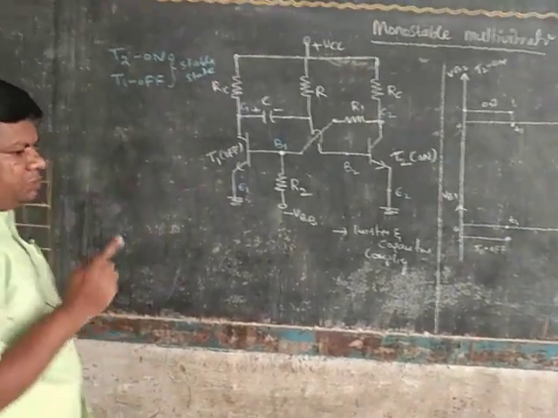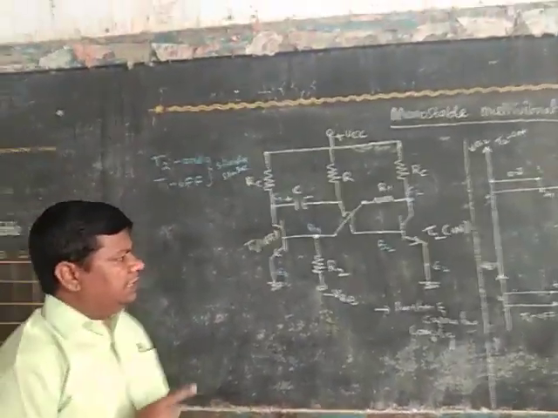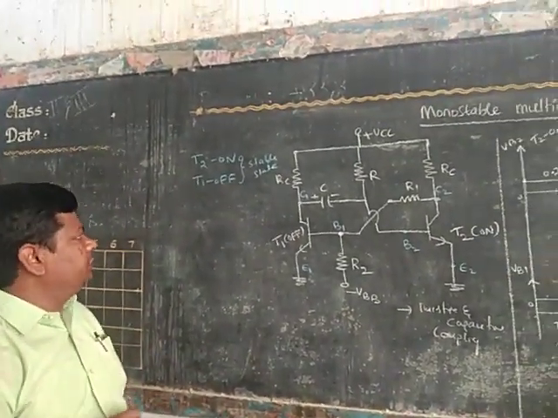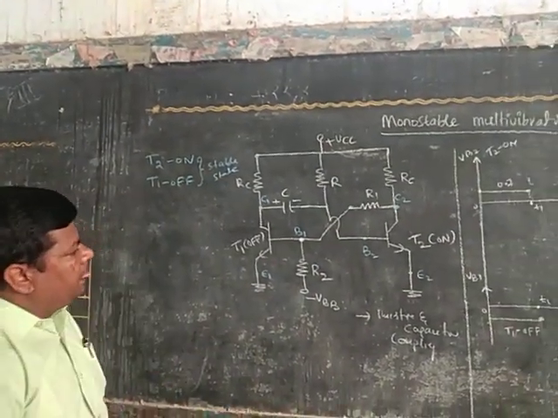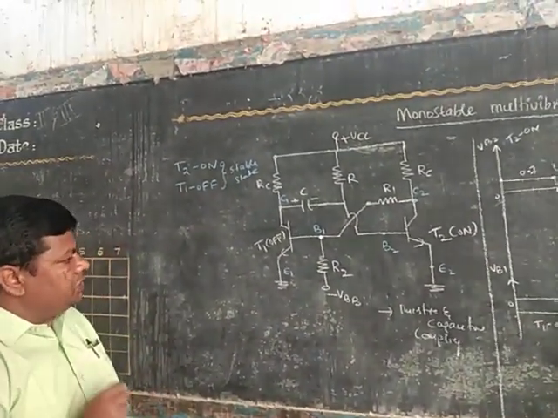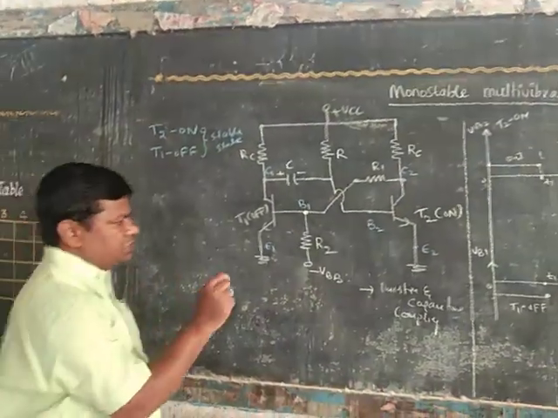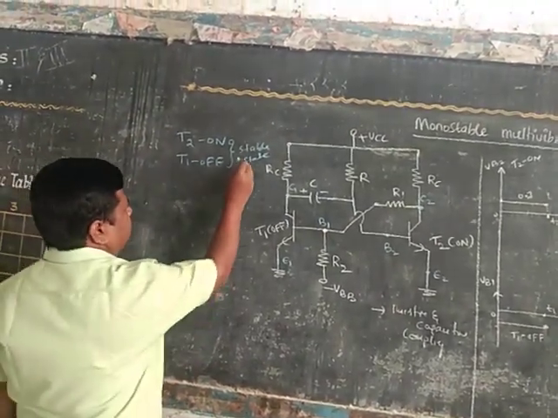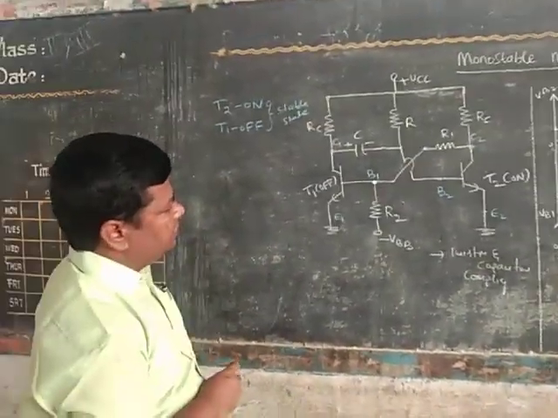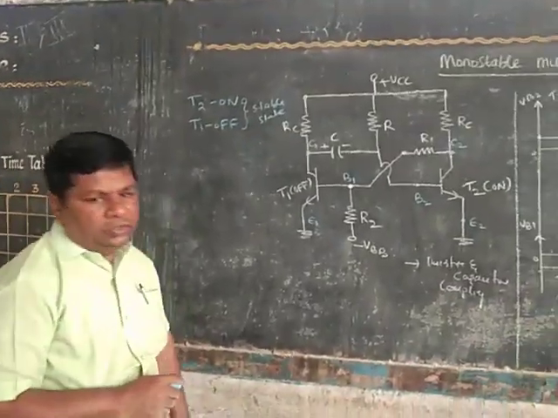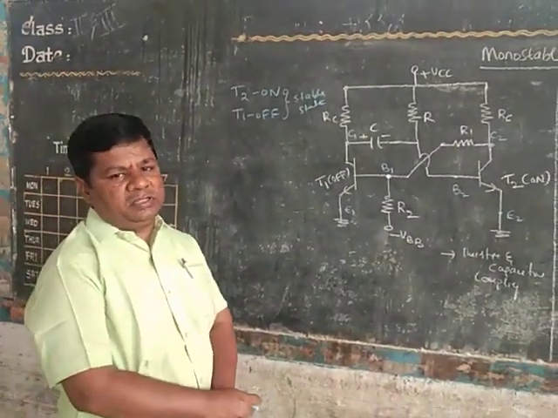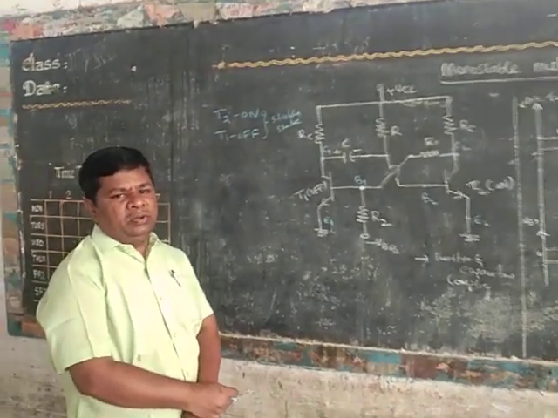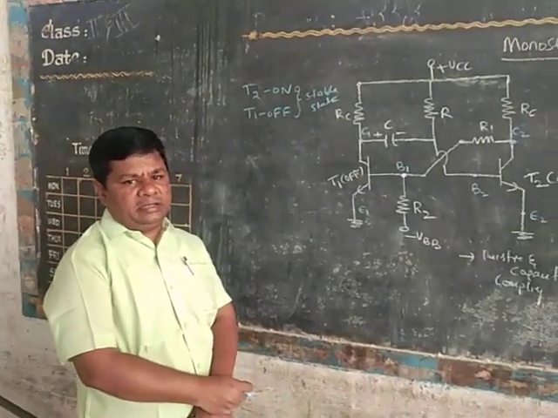Stable state means we have to tell the status of both transistors. T2 transistor on, T1 transistor off. This is the stable state. Whenever we switch on the circuit, there is no confusion here. T2 transistor enters into on, T1 transistor enters into off. This is the stable state of the monostable multivibrator circuit. Already you know that to change the stable state of the circuit, we require some triggering signal. By using a triggering signal, we can change one stable state into another state.